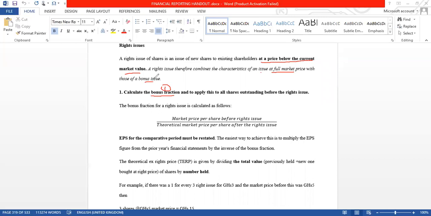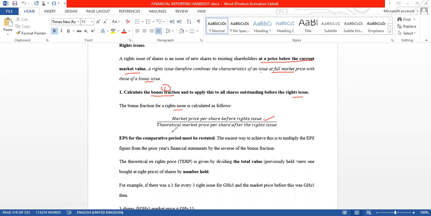And you apply this on all outstanding shares before the right issue. The bonus fraction in a right issue is different from the one in the bonus issue only. Please take note of that. Very different. Now, how different is it? You're going to get it by using the market price of the share before. You remember when we were doing the bonus issue, it was after the bonus issue. This one is before. That one was number of shares. This one is price. So here is the market price before the right issue.